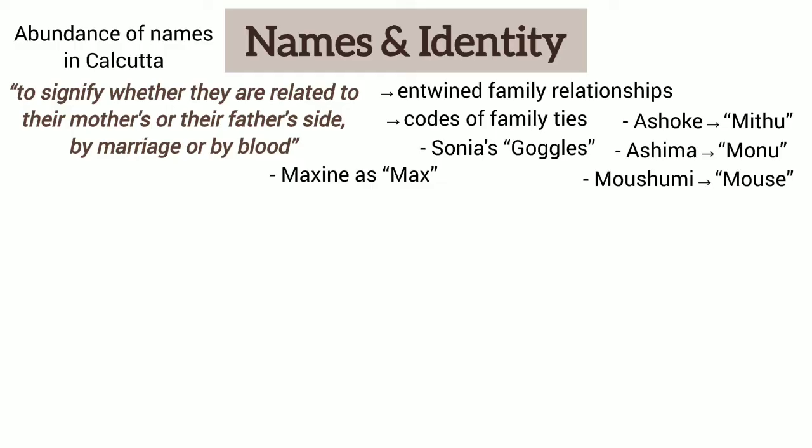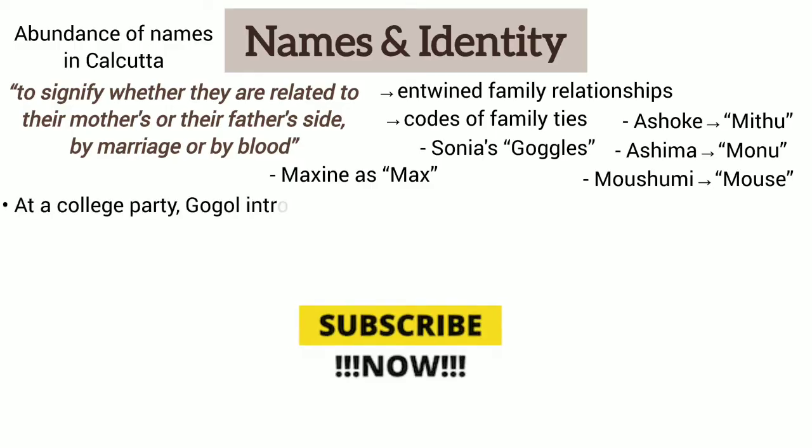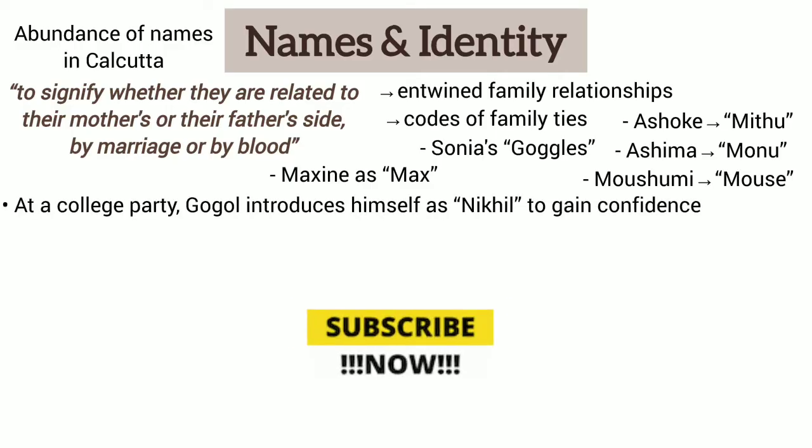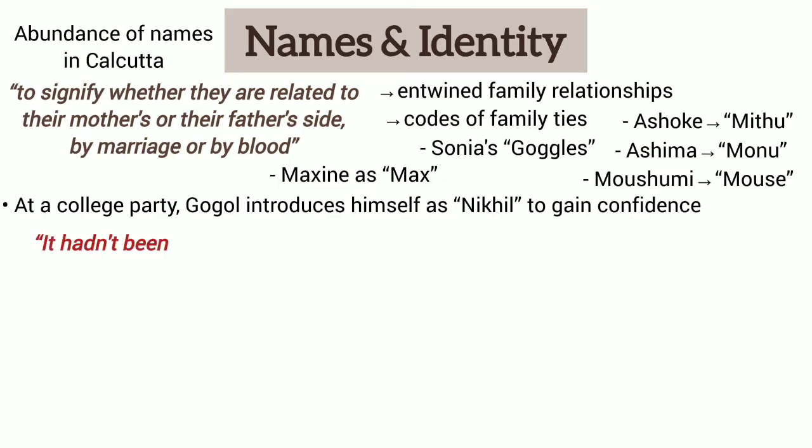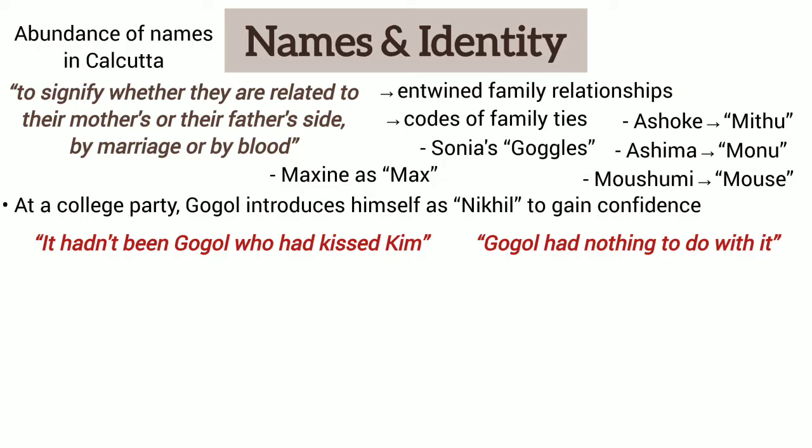Gogol's identity conflict surfaces at a college party, prompting him to introduce himself as Nikhil to gain confidence. "It hadn't been Gogol who had kissed Kim and Gogol had nothing to do with it." This exemplifies the interwoven interplay between names and personal identity in the novel.